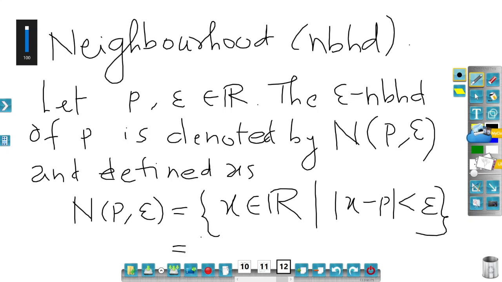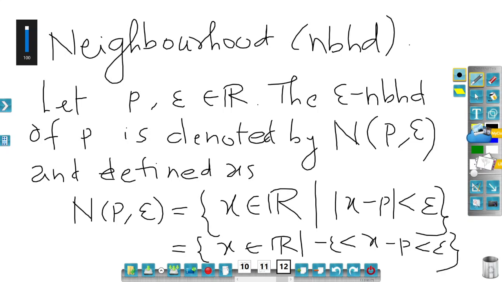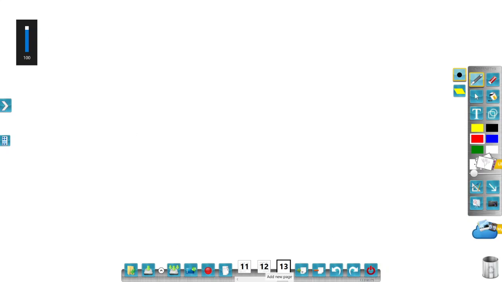This is equivalent to saying those x belongs to R such that x minus p lies between minus epsilon and plus epsilon. This is one of the results which we have done. Now what I will do is add plus p on every side. So what I will get is as follows.